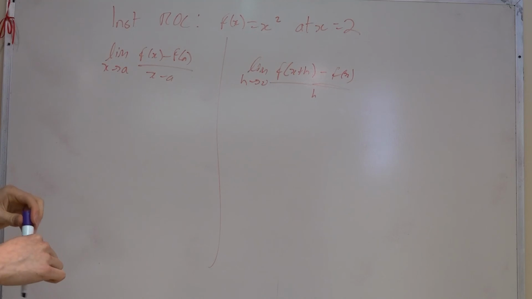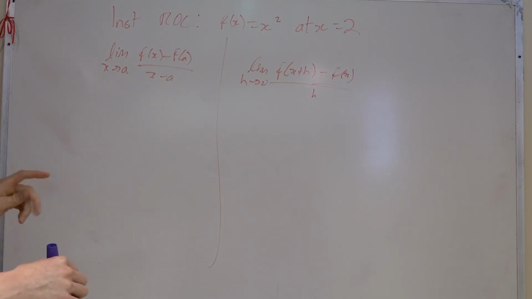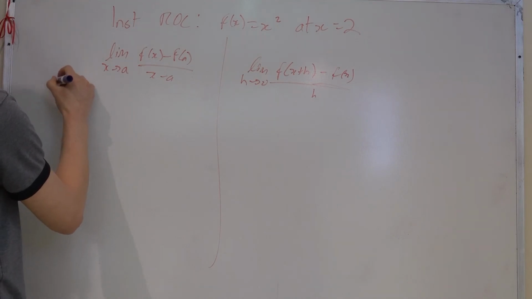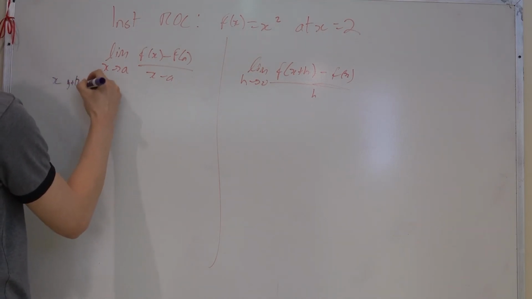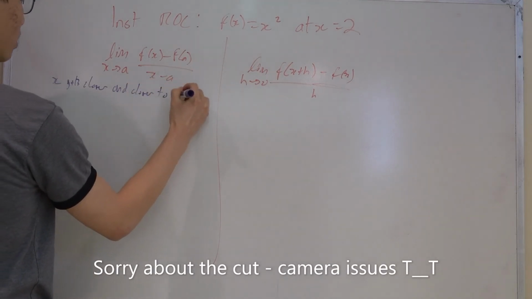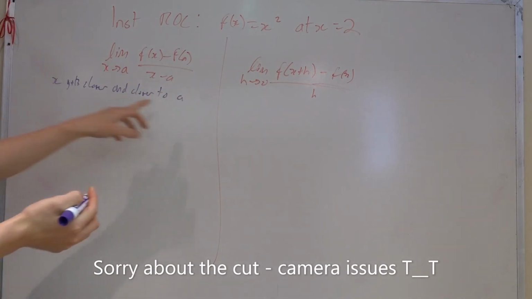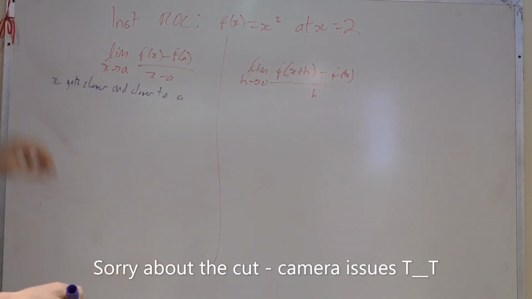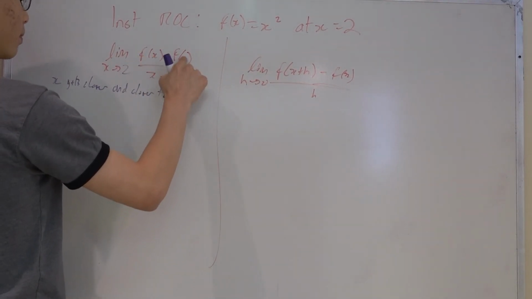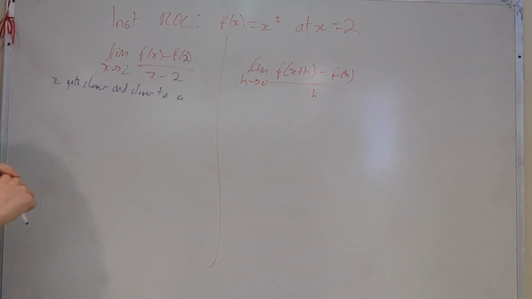Okay? So how are we going to do this? Well, remember what this actually means. This actually means that x gets closer and closer to a. And what is a in our problem? A is just x equals 2. It's all the a's with just a 2. Okay? So if you understood the formula and what it actually was doing, this should not be too difficult.